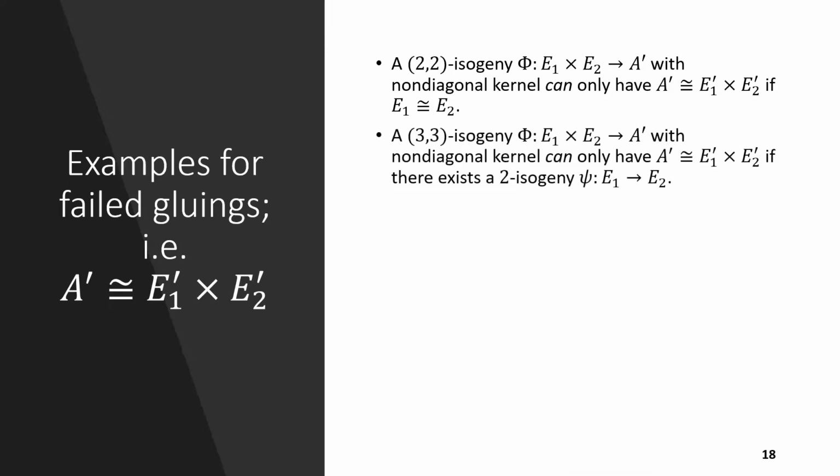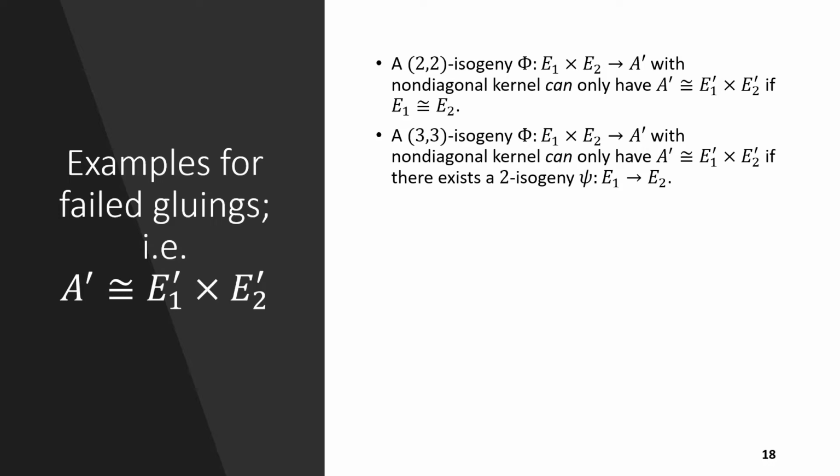These first two examples I've seen mentioned in multiple papers already. If you try to compute an isogeny with non-diagonal kernel, which is a 2-2 isogeny, then you can only end up in a product of elliptic curves again if E1 and E prime are isomorphic, which is quite a restrictive condition, right? Similarly, for a 3-3 isogeny, this can only happen if E1 and E2 are 2-isogenous. And I specifically mention can fail because that's not a sufficient condition. You still need some extra conditions, so it's even more rare than I'm really trying to picture here.